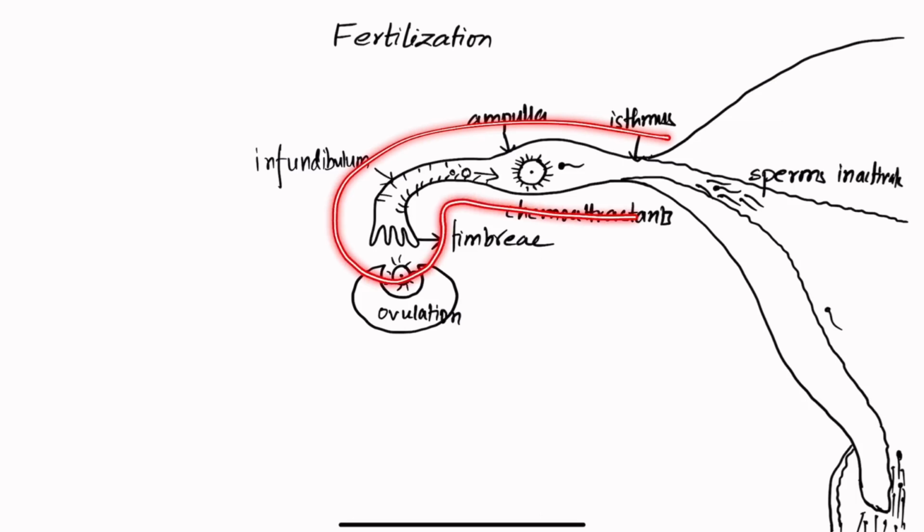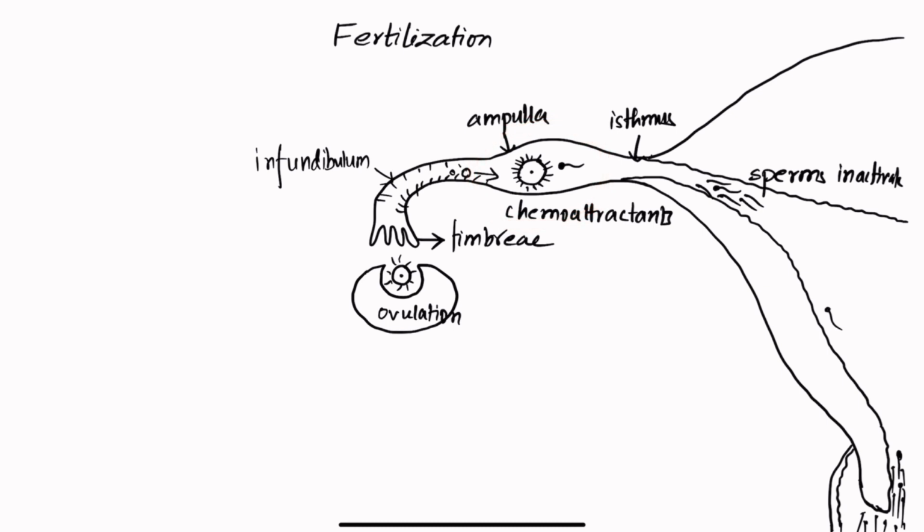This is the fallopian tube of the female reproductive organ. The fallopian tube contains three parts: the funnel shaped infundibulum, the slightly swollen ampulla, and the part that connects the fallopian tube with the uterus called isthmus. It is the ampulla of the fallopian tube where the process of fertilization takes place.